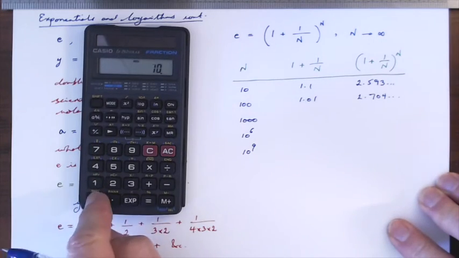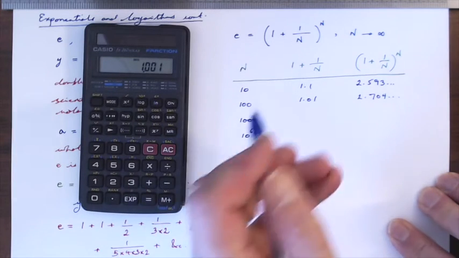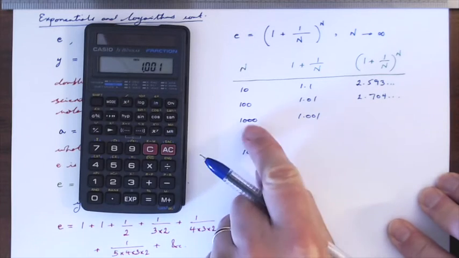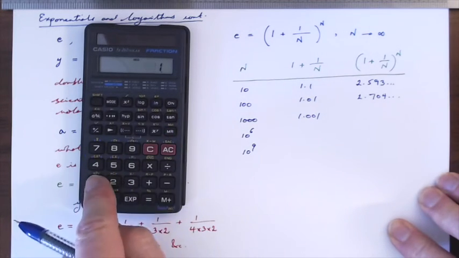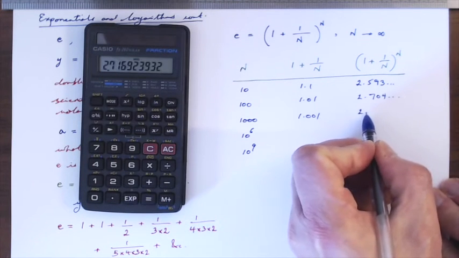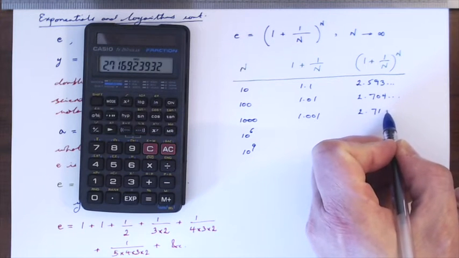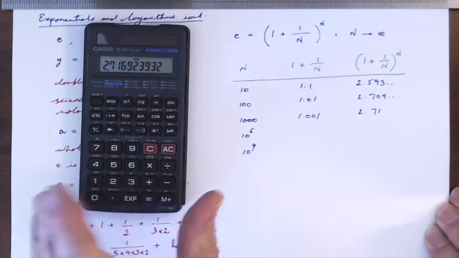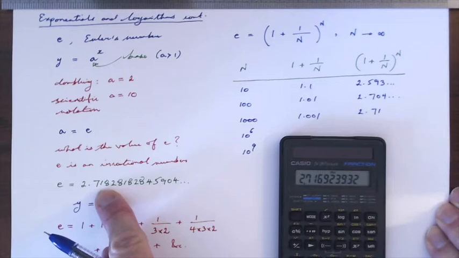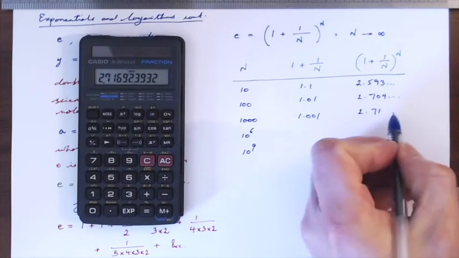Let's repeat this with 1,000. So 1 over 1,000, add it to 1, multiply it by itself 1,000 times, so raise this to the power of 1,000, and you see we are apparently drifting towards this wonderful number e here, which is just here for your reference, 2.718281828. So here I have 2.716.